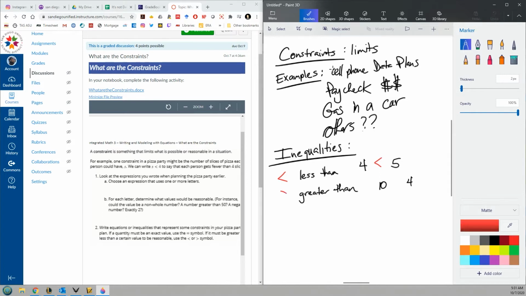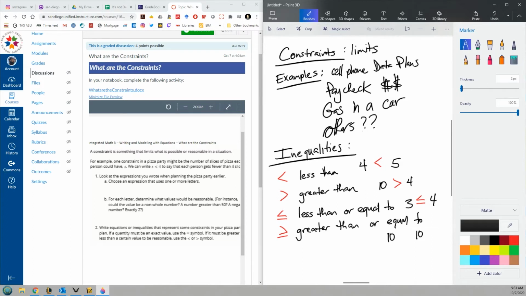The next one that we have after that is going to be less than or equal to. And we add that line underneath. It means that the number is less than or equal to. You have two options. The example could be, no, that's wrong. Let's do that again. 3 is less than or equal to 4. There we go. And the last one is greater than or equal to. You have the line underneath. And so 10 is greater than or equal to 10.